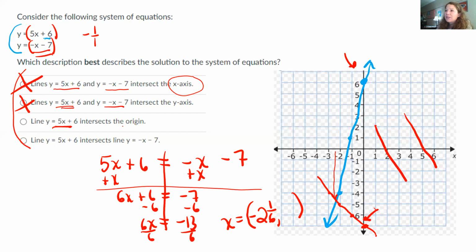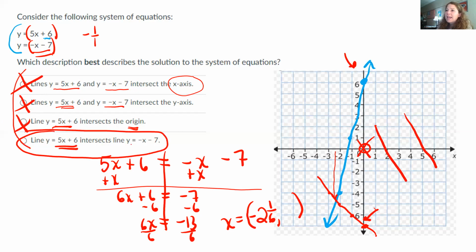This line intersects the origin. Well, yeah, I guess it does intersect. No, it doesn't intersect the origin. Neither of the lines go through the point 0, 0. So that's not even true. It's not even true, right? So it's got to be choice D.